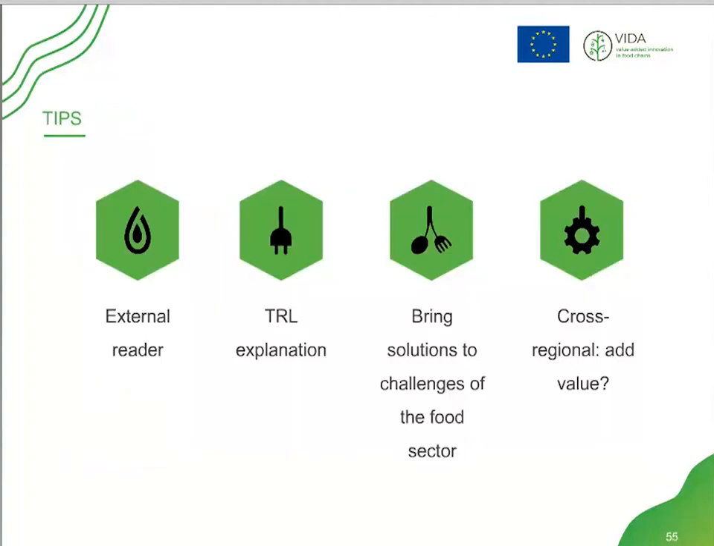And then, just to finish, some tips that could help you to prepare your proposal. For instance, look for support to have an external reader and check that the proposal is written clearly and is understandable. Also, pay special attention to the TRL explanation. Provide sufficient evidence to prove that the technology for which you are requesting support is at a TRL level between 6 and 8 before starting the project when applying for a demonstration voucher, and TRL 5 when applying for an innovation support voucher and validation voucher.